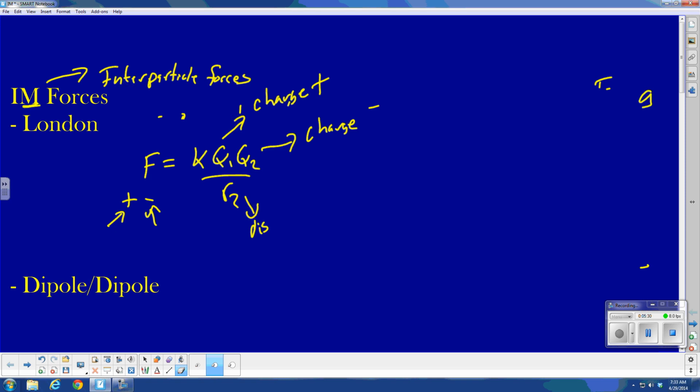Why are my London forces stronger if I have more polarizability? If it's more polarizable, my partial positive is bigger, my partial negative is bigger, meaning both my Q1 and Q2 are bigger when I have a very polarizable cloud, which means my force of attraction in my London forces is bigger. Good. Dipole-dipole. What is dipole-dipole?